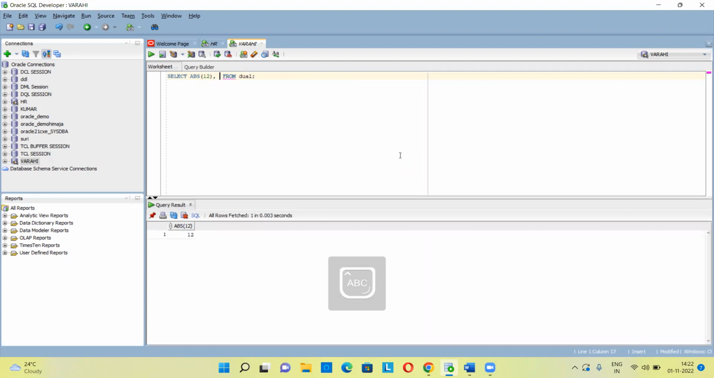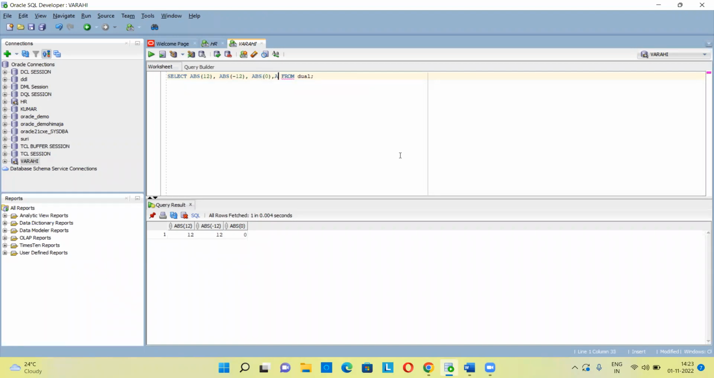Let me write another one, ABS of minus 12. Observe the output for the first one and for minus 12 also. When it is plus 12, the output is 12 only. When it is minus 12, the output is plus 12. Let me write one more example: absolute of 0 is 0.